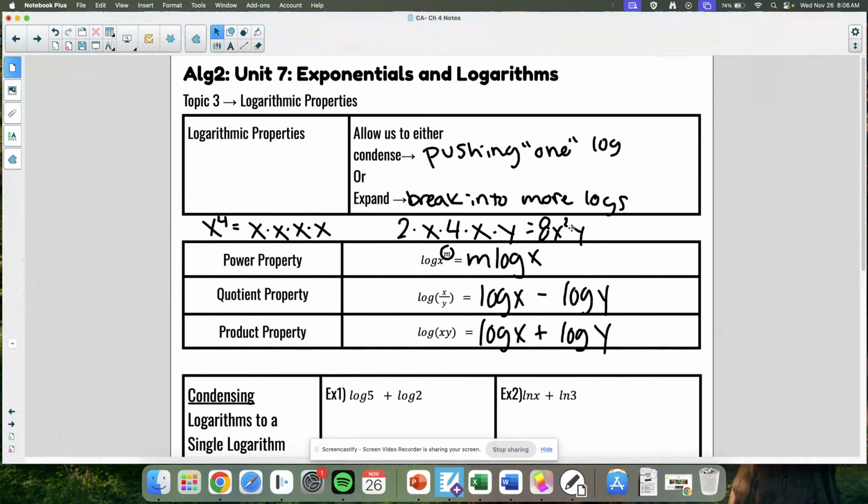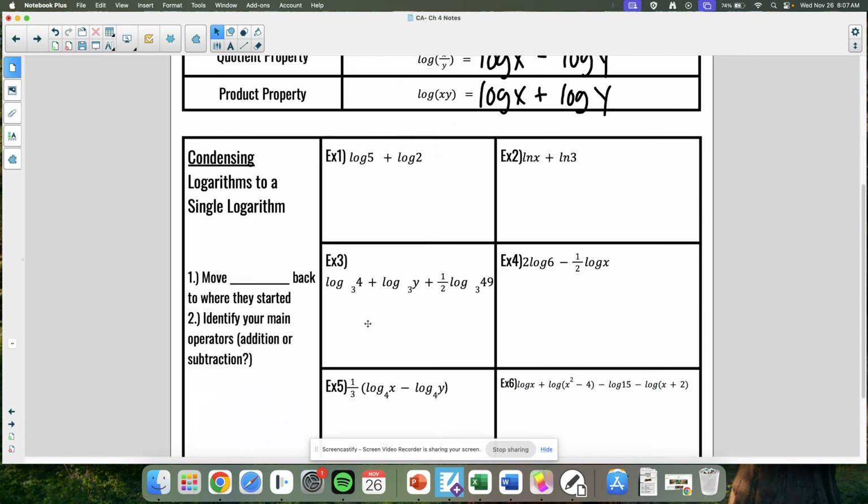So using those properties, we are either going to condense them, which means push them together, or we're going to expand them, pull them apart. Starting with condensing. First thing is, in order to do these rules, the bases of the log have to be the same. So if I look at this first one, these are both just LOGs. What is the base of the LOG log?